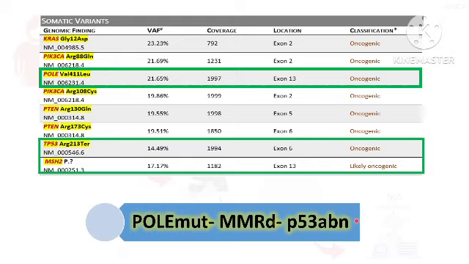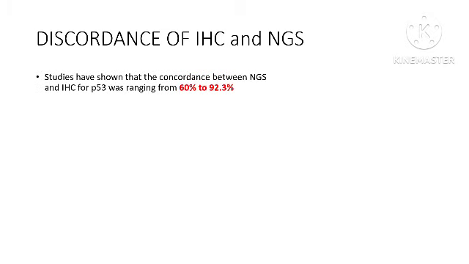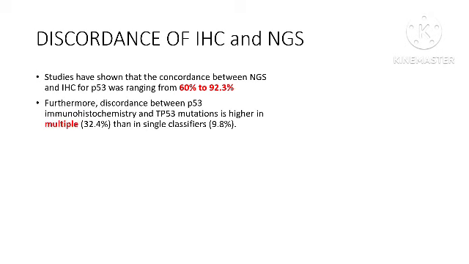So there are 3 molecular features in the single neoplasm. This is a triple classifier endometrial cancer with POLE mutation, MMRD, and p53 abnormality. IHC exhibits a high inter-observer variability. Studies have shown the concordance between NGS and IHC for p53 usually ranges from 60 to 90%. This discordance was higher in multi-classifier endometrial cancers when compared to single classifier endometrial cancers.